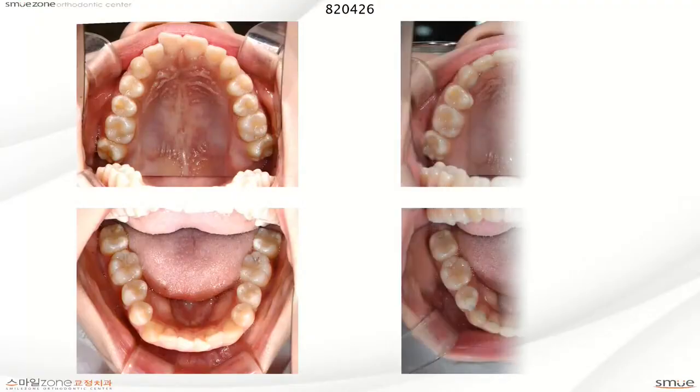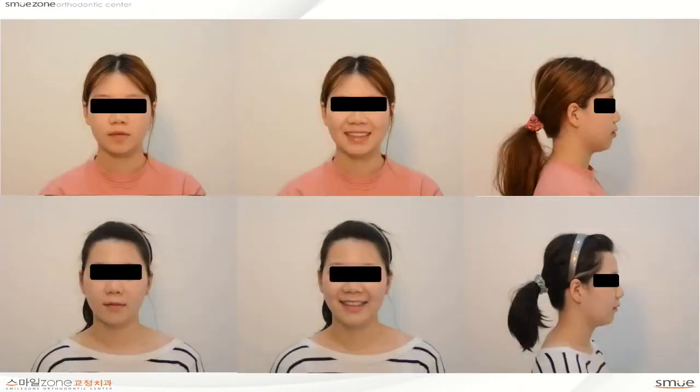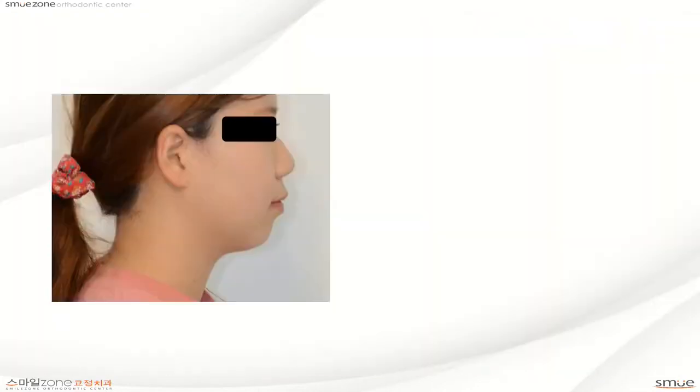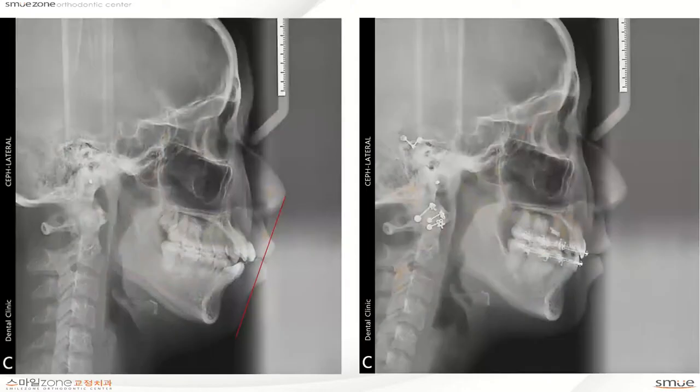Before and after comparison. Before and after. Protrusion is improved.